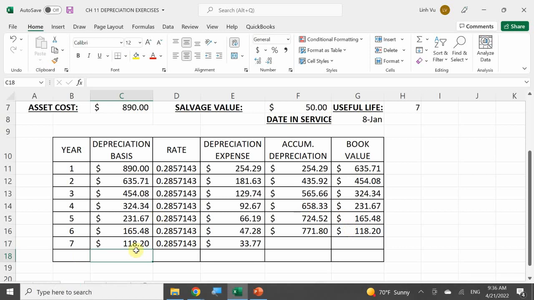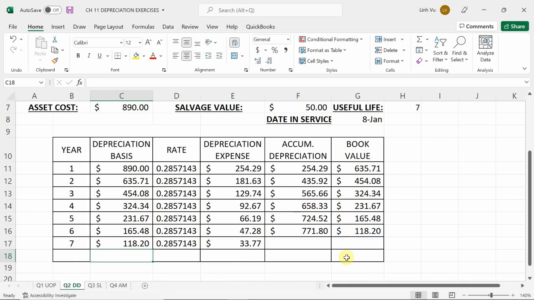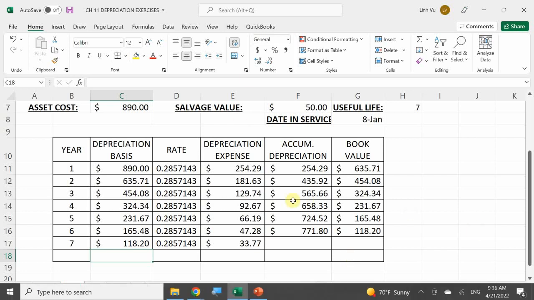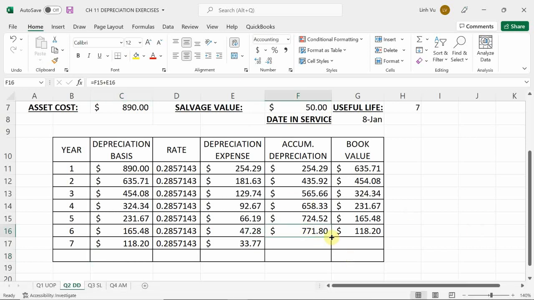Okay, which you get depreciation expense. Once again, you just multiply across for $33.77, which will give you your accumulated to be 805.57. 805.57 minus 890 gives me a book value of 84.43. Okay, that's my book value right now.